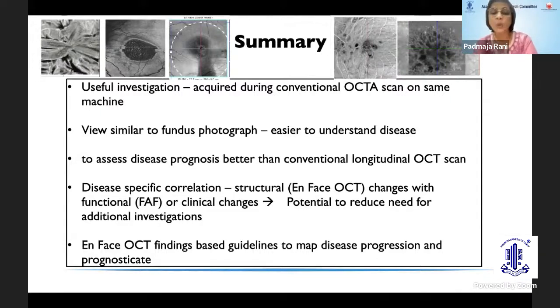And with disease-specific correlation, that is, structural changes on NFAS OCT with functional changes like FAF and clinical changes, there is definitely potential to reduce the need for additional invasive investigations. And definitely the future is to look for NFAS OCT findings-based guidelines to map disease progression and prognosticate. Thank you for the opportunity.